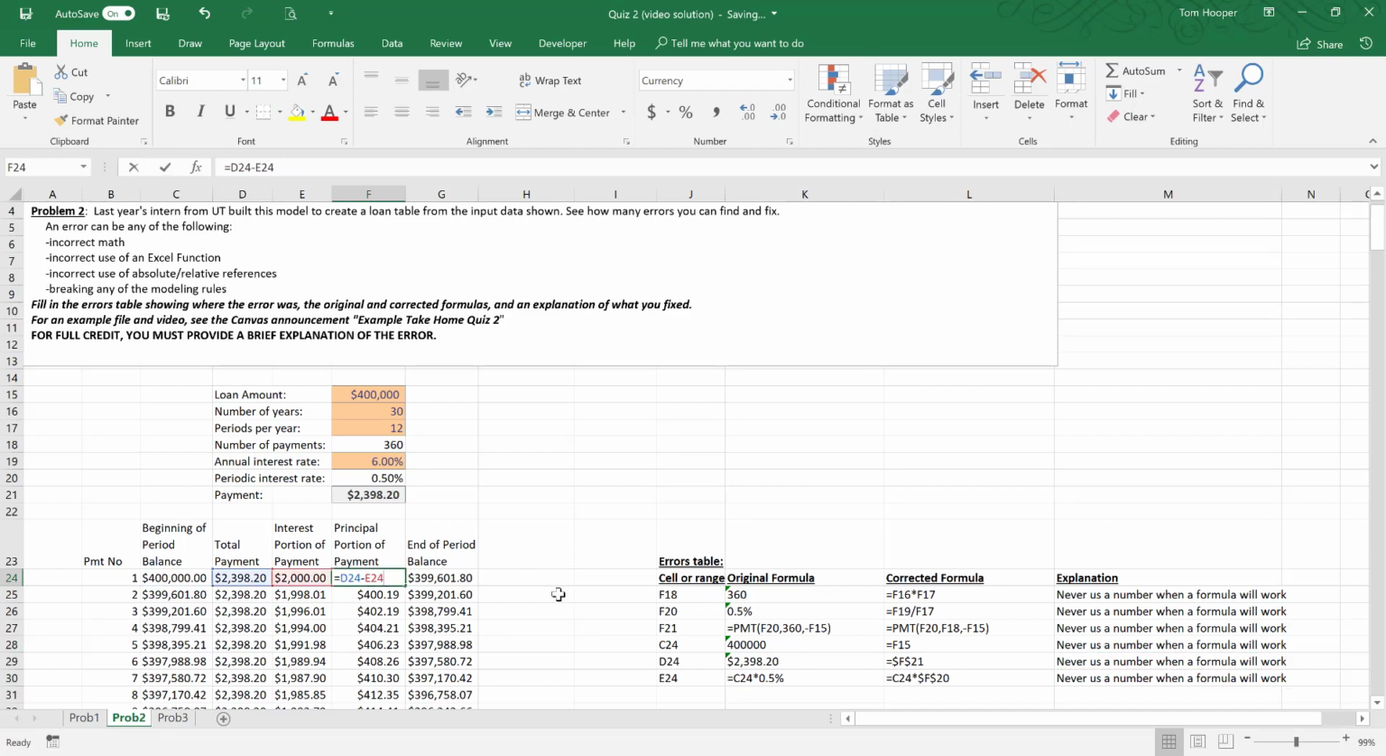Now the principal portion of the payment takes the entire payment, subtracts off the interest portion, and that's correct. Some of you chose to reference the total payment up here and lock that cell. That's fine as well, but if your table shows the total payment, it's perfectly fine to use it here. You got 0 points for fixing that, but really there's nothing wrong with it. It's a matter of preference. Just wasn't an error that deserved a point to be fixed.